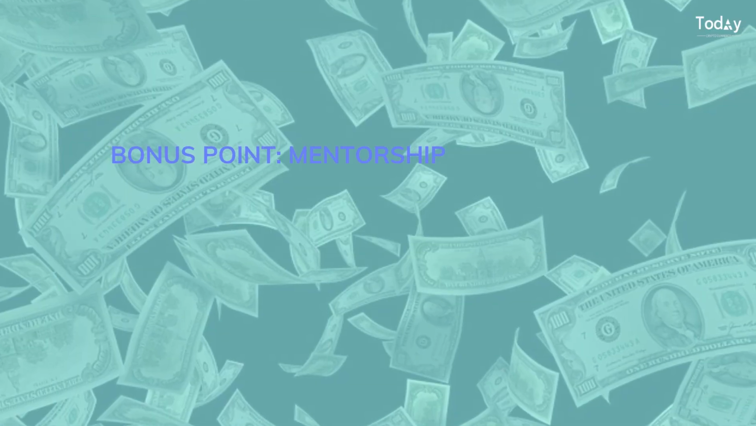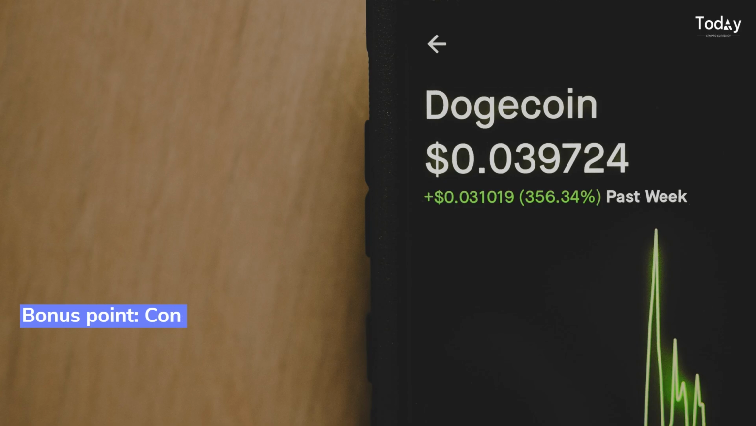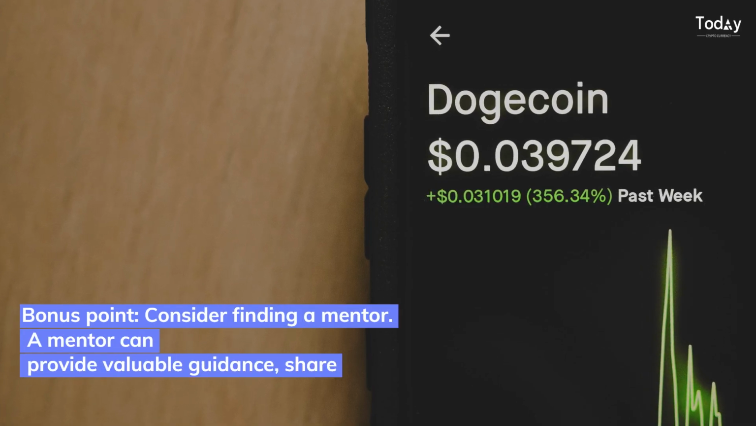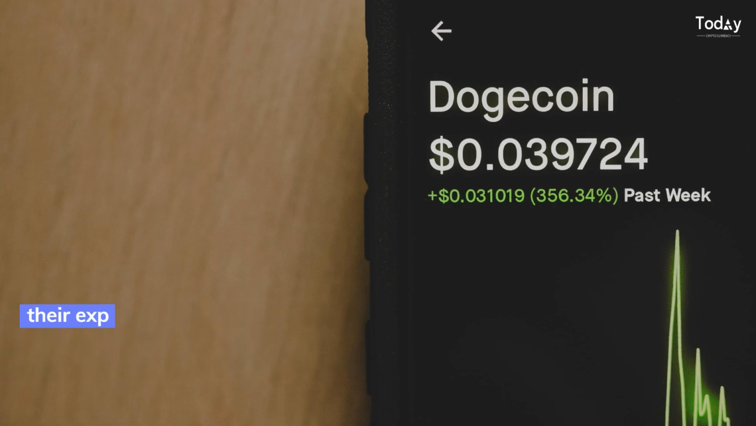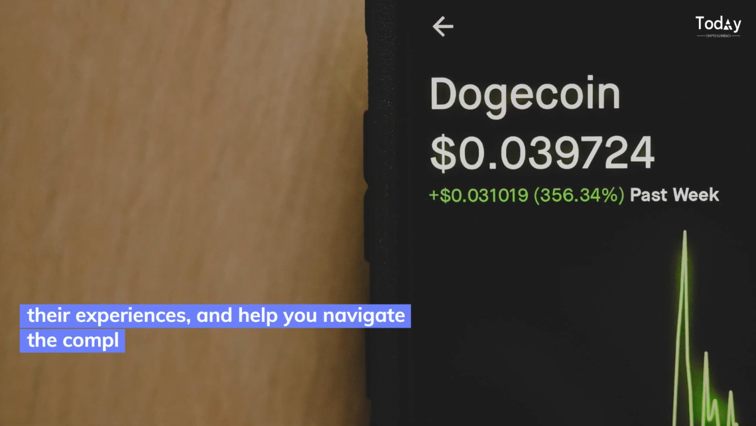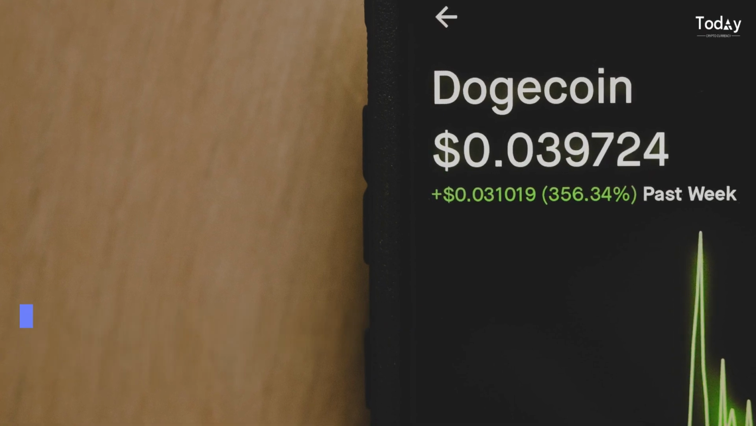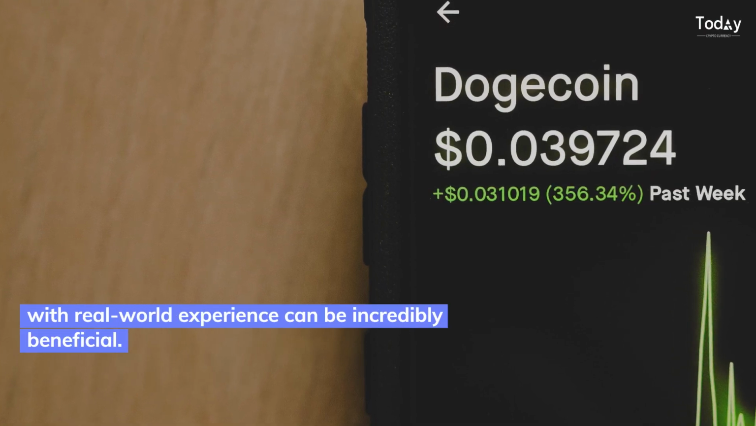Bonus point, mentorship. Bonus point, consider finding a mentor. A mentor can provide valuable guidance, share their experiences, and help you navigate the complexities of options trading. Learning from someone with real-world experience can be incredibly beneficial.